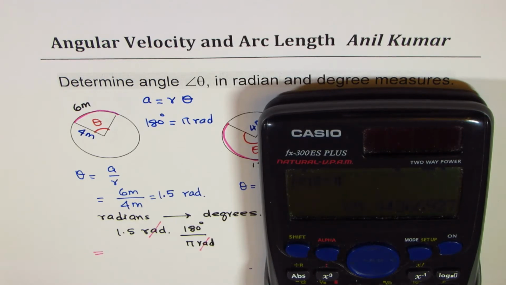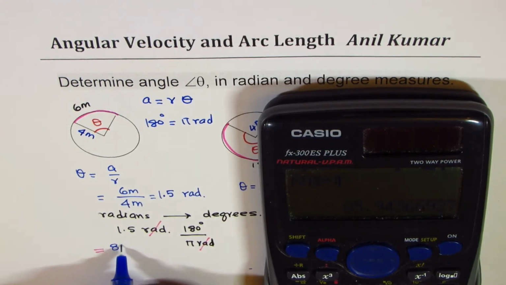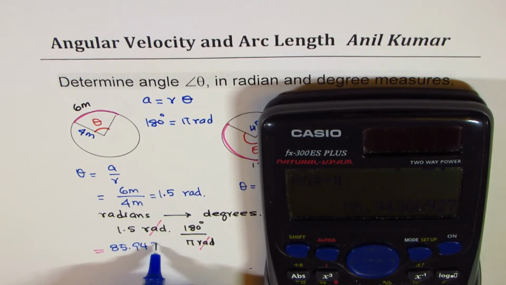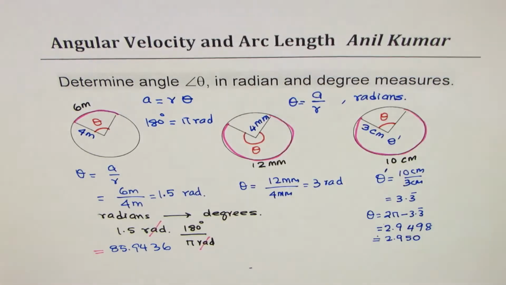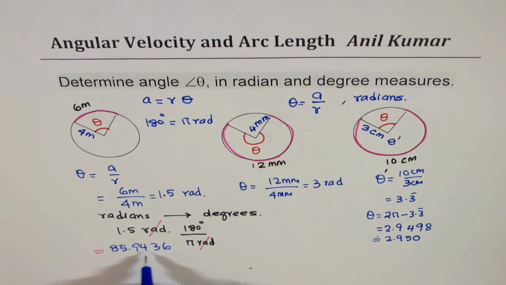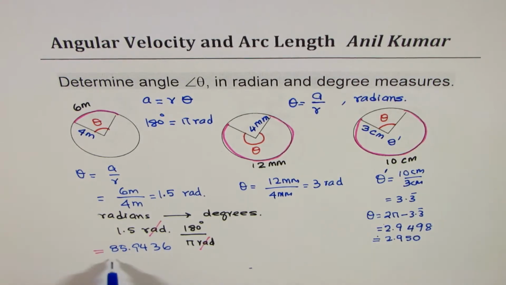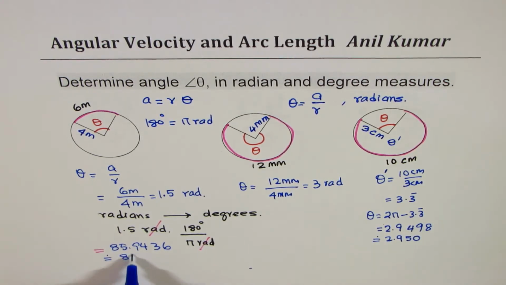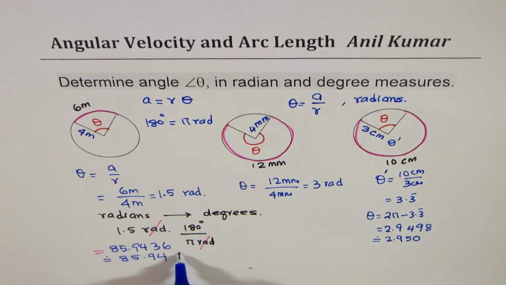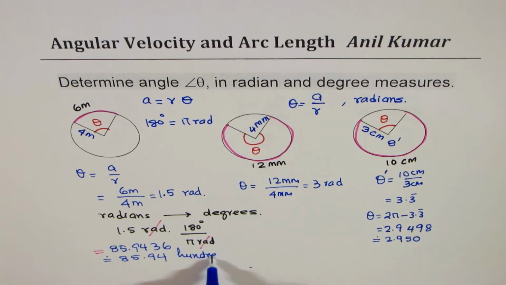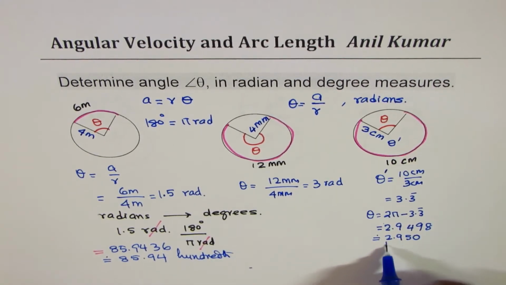And that gives us 85.9436. Let us round this to the 100th, 2 decimal places. So we'll write this as approximately 85.94, correct? So we approximate to the 100th. This one we did to the 1000th.